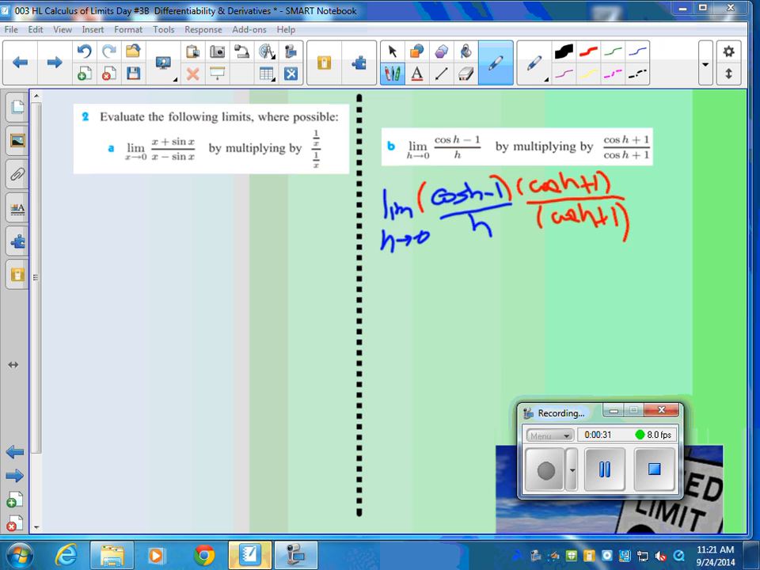So if I multiply this together, I'm going to get the limit as h approaches 0. Cosine h times cosine h is cosine squared h minus 1 all over h times cosine h plus 1. All right? Now, if I have this, boy, I don't see any sine h over h. Do you see anything like that? Wouldn't it be great if we could turn the numerator into sine?